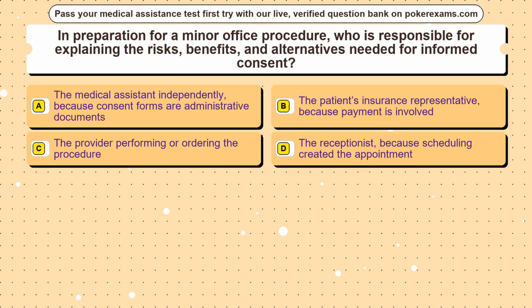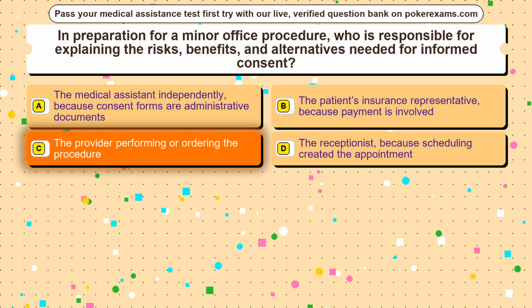Question 19. In preparation for a minor office procedure, who is responsible for explaining the risks, benefits, and alternatives needed for informed consent? Option A, the medical assistant independently, because consent forms are administrative documents. Option B, the patient's insurance representative, because payment is involved. Option C, the provider performing or ordering the procedure. Option D, the receptionist, because scheduling created the appointment. The correct answer is option C, the provider performing or ordering the procedure.